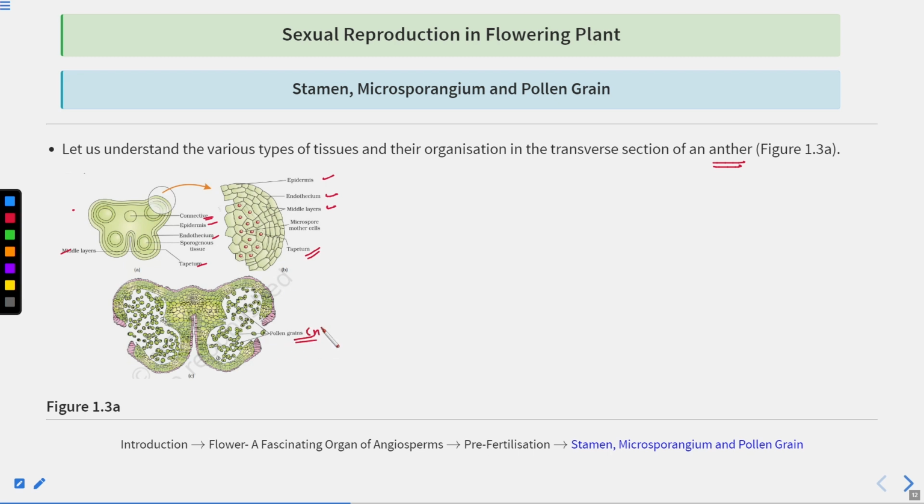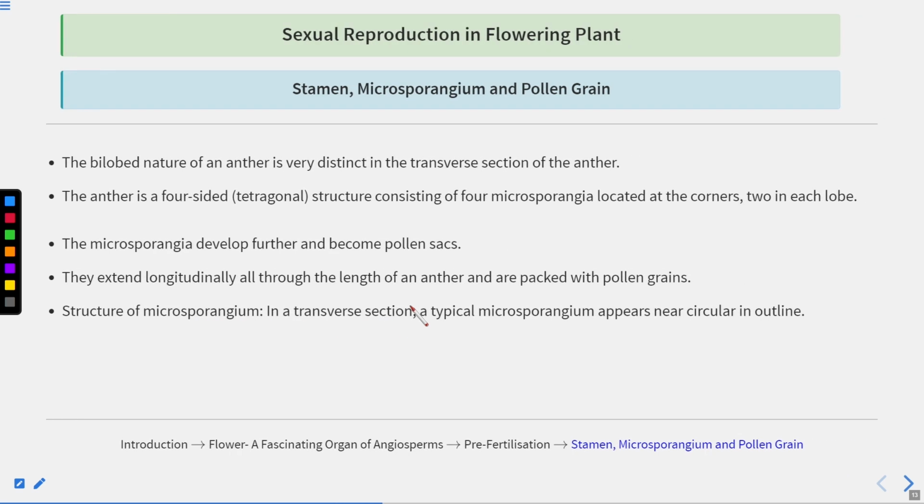Pollen grains are haploid structures as they are produced by the process of meiosis. Okay, so this is clear. Now the bilobed nature of the anther is very distinct in the transverse section of the anther. Whenever you cut the transverse section of the anther, you can see the bilobed anther.